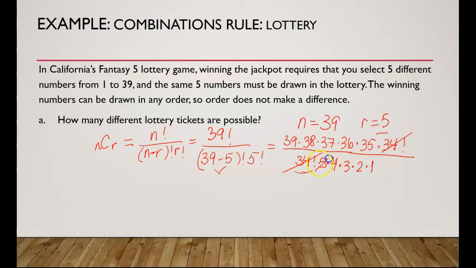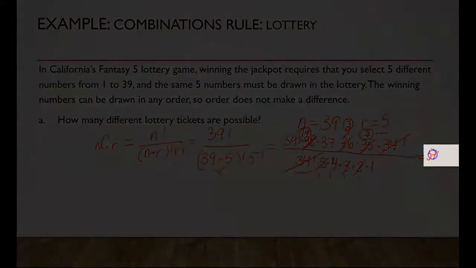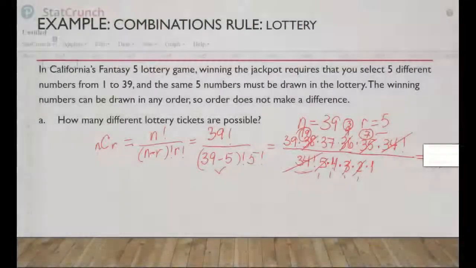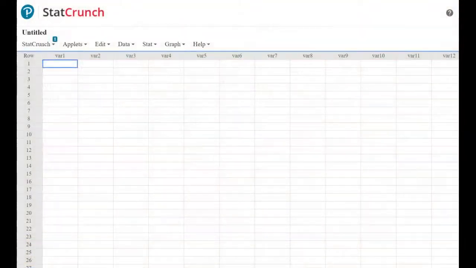Now let's simplify. 5 and 35, 7. 4 and 36, 9. Then we simplify 3 and 9, 3. 2 and 38, 19. And now we just multiply 39 times 19 times 37 times 3 times 7. The answer is 575,757. Of course, there is an easier way to find the combination of items by using StatCrunch.